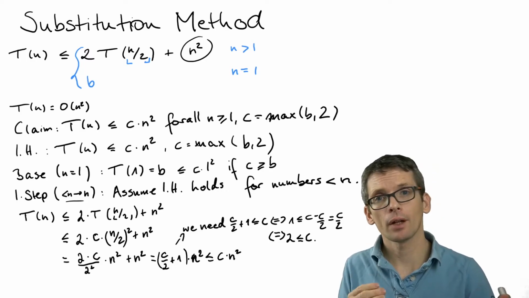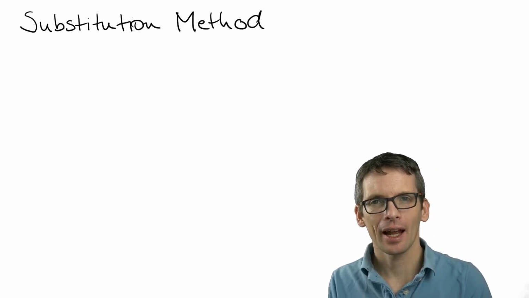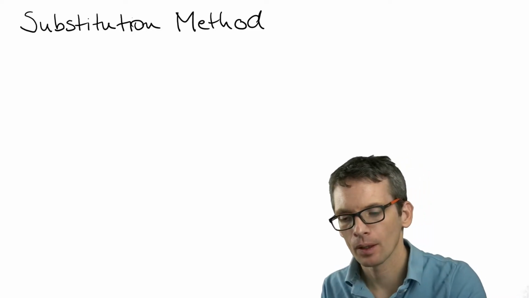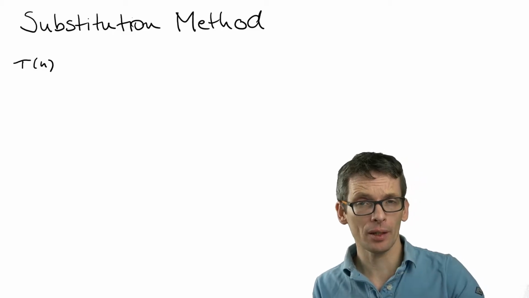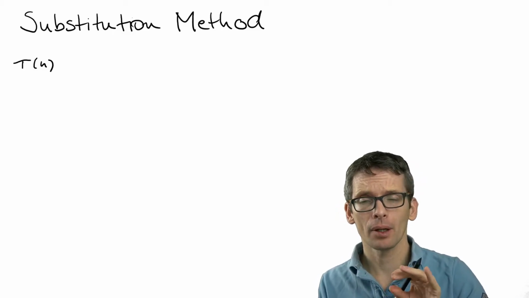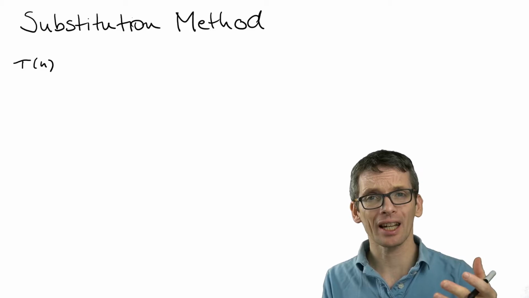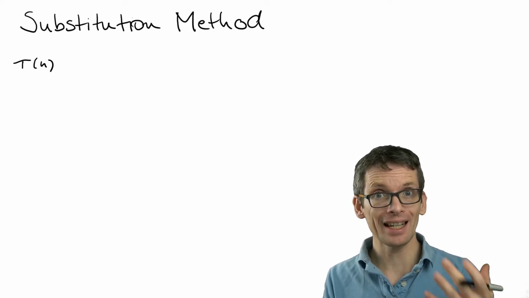Let's have a look at another example. So let's have an example with several base cases. It's easy to get an example with several base cases if the recurrence simply has several base cases. But here's an example where the recurrence only has one base case, but still we will need several base cases.